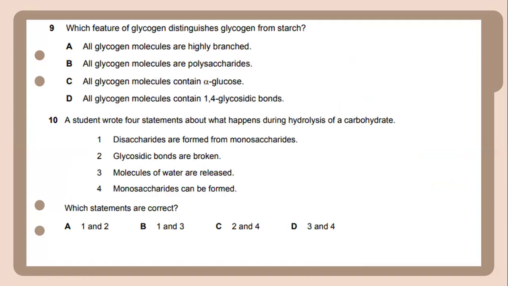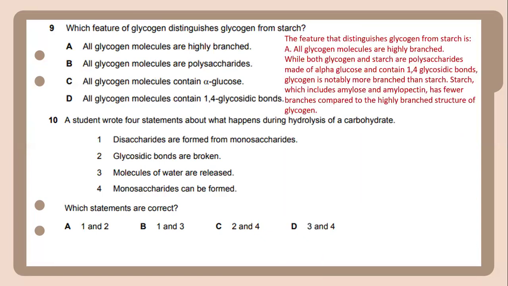Number 9, which features of glycogen distinguish glycogen from starch? The feature that distinguishes glycogen from starch is A, which is that glycogen molecules are highly branched, while both glycogen and starch are polysaccharides made of alpha glucose and contain 1,4 glycosidic bonds. Glycogen is notably more branched than starch. Starch, which includes amylose and amylopectin, has fewer branches compared to the highly branched structure of glycogen.